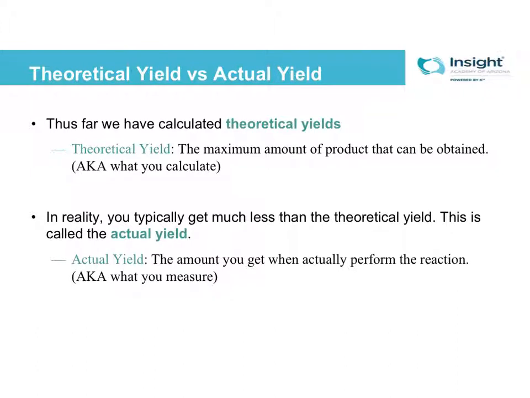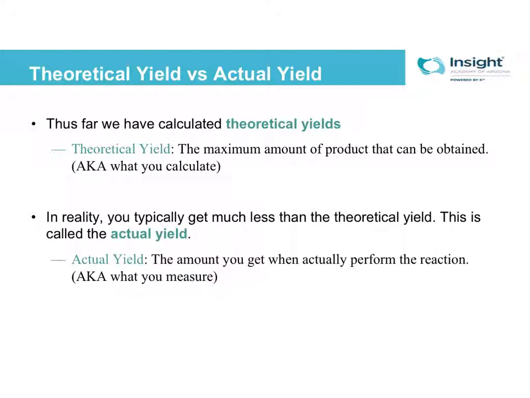Okay, so this is definitions you probably want to write down. So far, we've only been discussing theoretical yield. So these calculations that we do, they are predictions. They are what we expect to happen. All right, they are the maximum amount of product you could actually get. In reality, though, usually you don't end up getting that calculated amount. You get less.